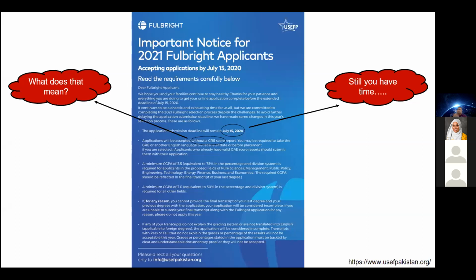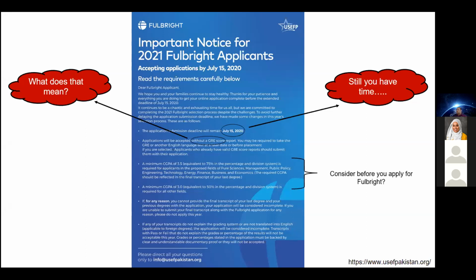What does it mean? It doesn't mean that you are not required to report GRE. You have to have that because this is an admission requirement. But at the time of application, they just waive this aspect. So you don't need to give the GRE at this point. But at some point later, when you are selected, you have to have GRE and the TOEFL as well.